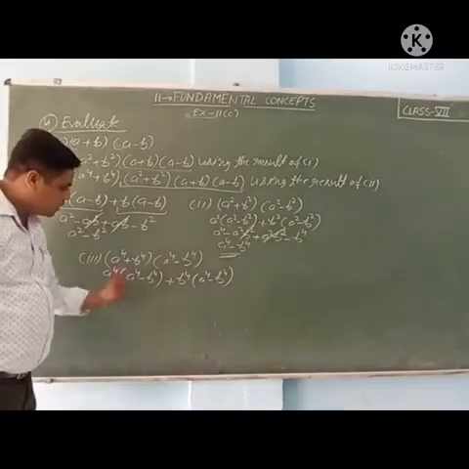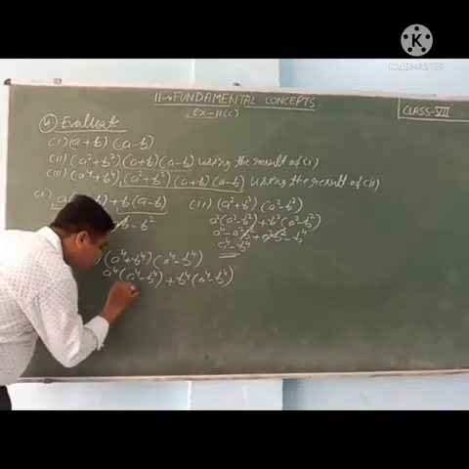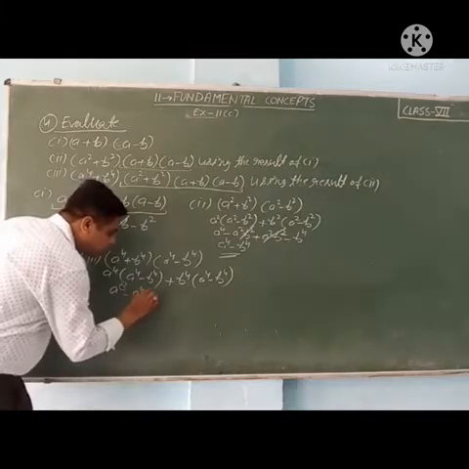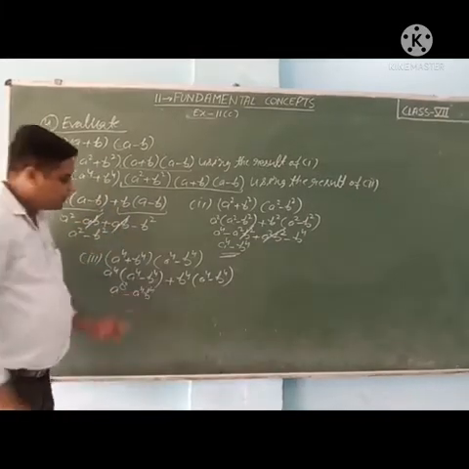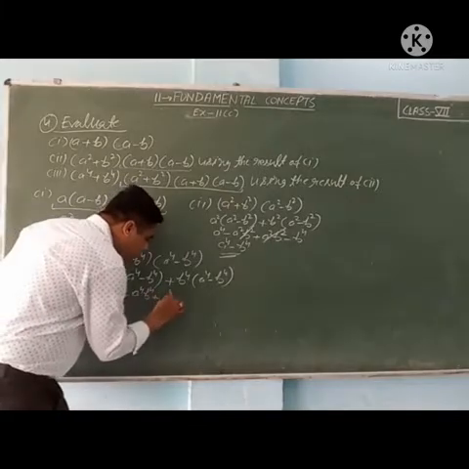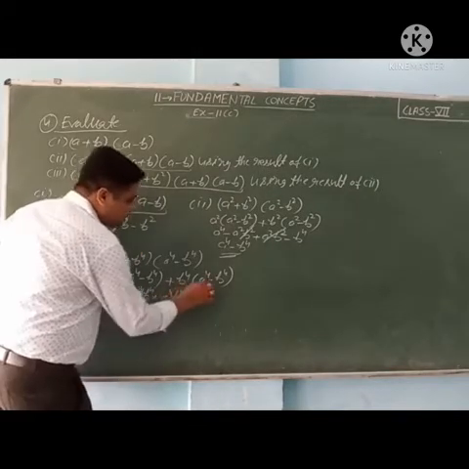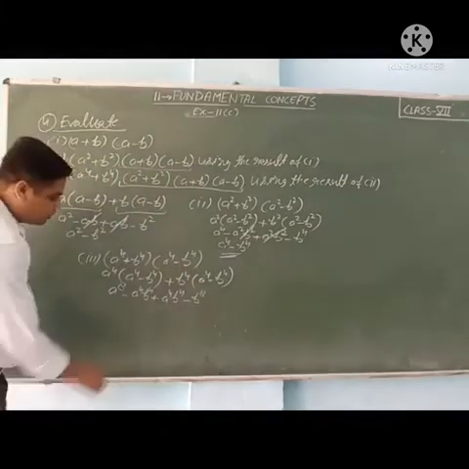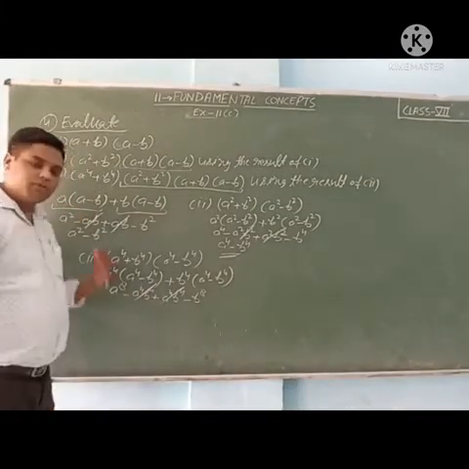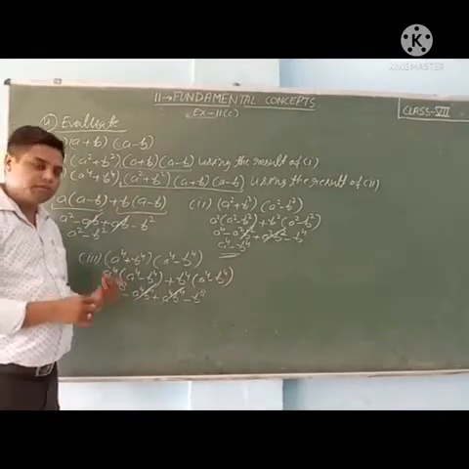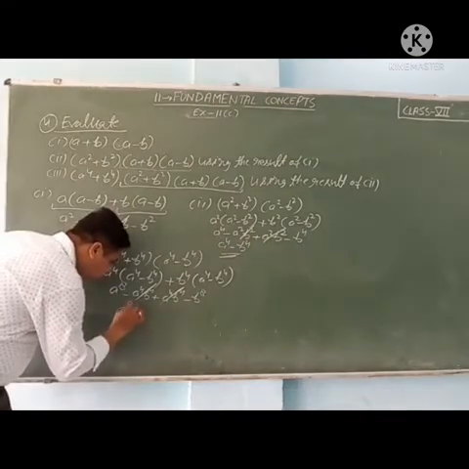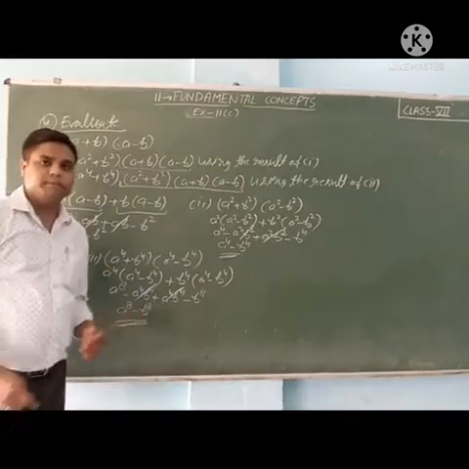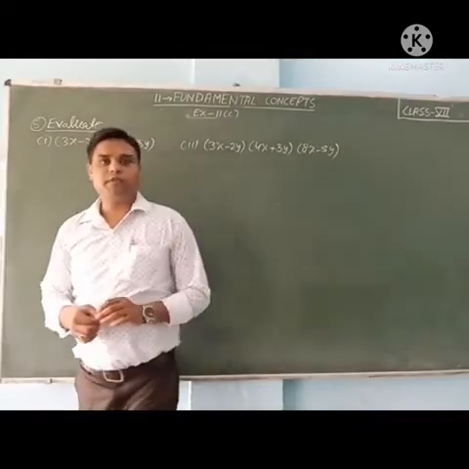A raised to the power 4 multiply a raised to the power 4 means a raised to the power 8. Then minus a raised to the power 4, b raised to the power 4. Then plus a raised to the power 4, b raised to the power 4. Then minus b raised to the power 8, since 4 plus 4 is 8. So these two we can cancel, because same term having opposite sign. So what is left? A raised to the power 8 minus b raised to the power 8, and the answer is this.